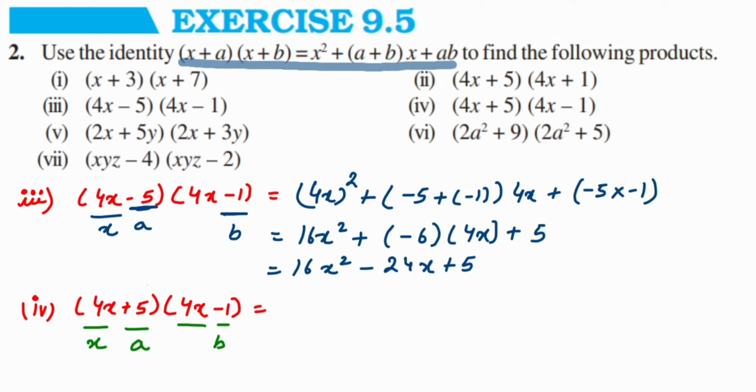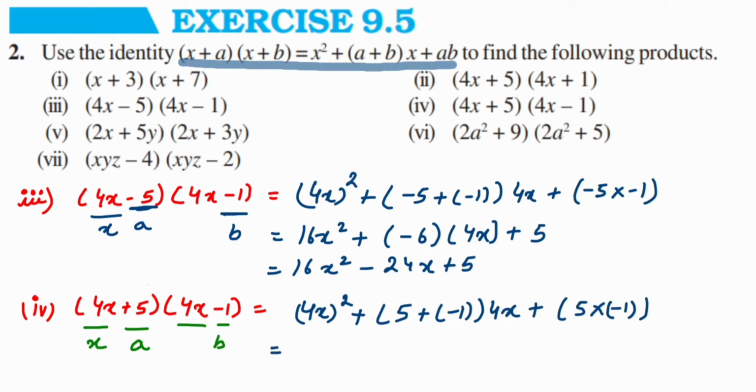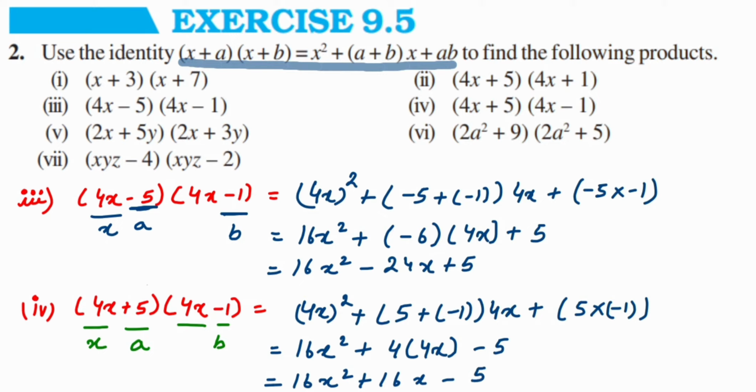So this will be equal to (4x)² plus (5 + −1) into 4x plus 5 into −1. So this is equal to 16x² plus 4 into 4x, because 5 − 1 is 4, and then 5 into −1 is −5. So this is equal to 16x² + 16x − 5. This is the answer for the fourth problem. Now we'll move on to the fifth question.